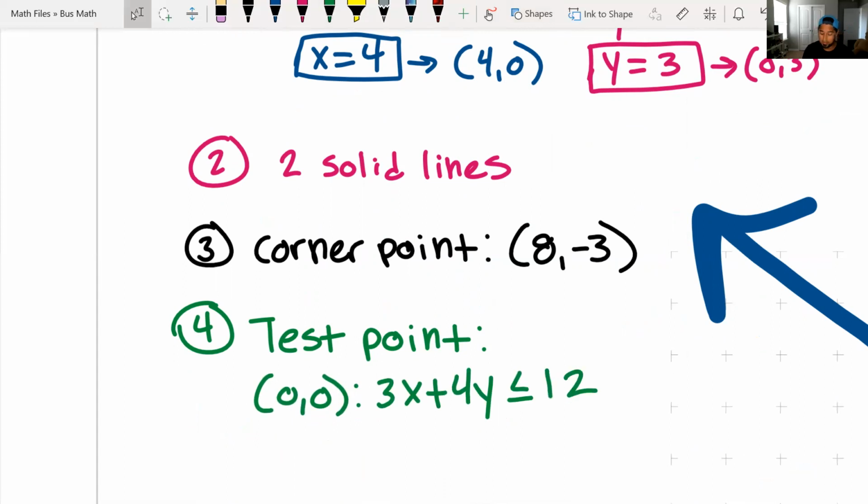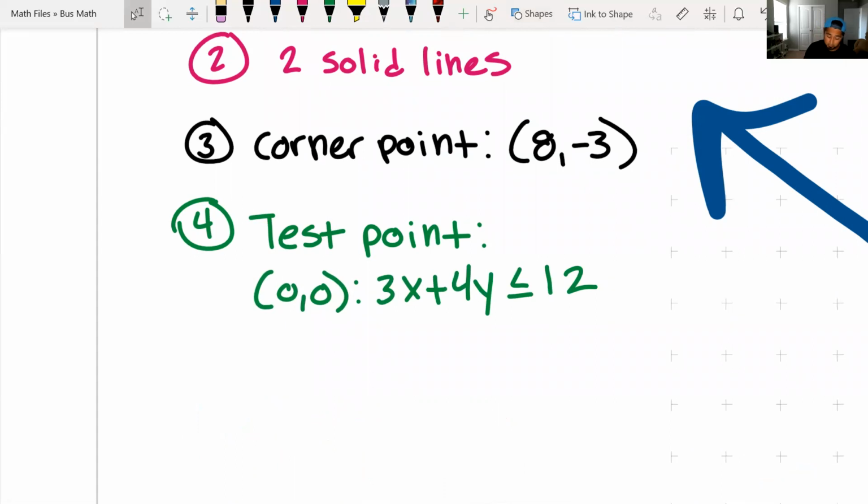So let's test it in that function first. And if you plug in 0, you'll get 0 is less than or equal to 12. Is that a true statement? And that is definitely true, which means let's go to the graph.